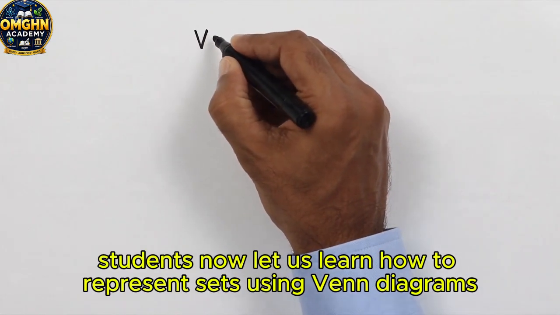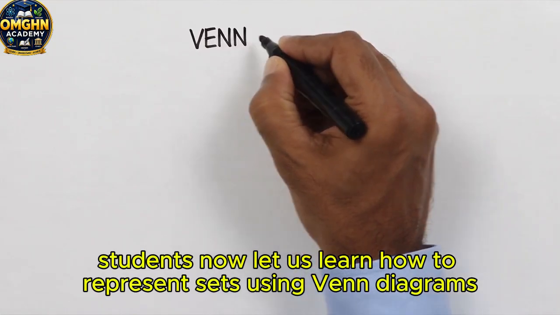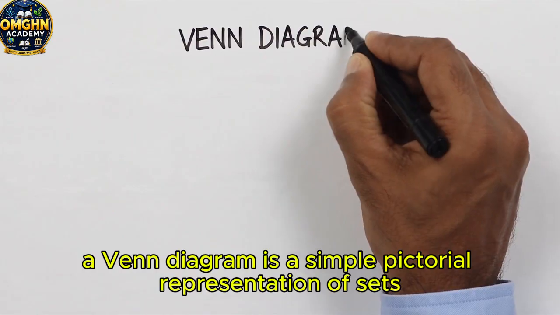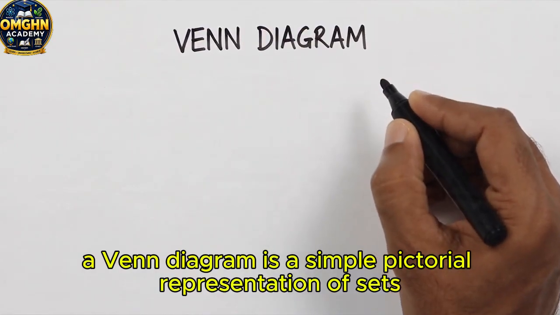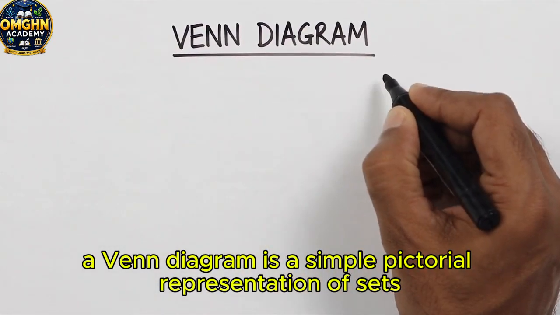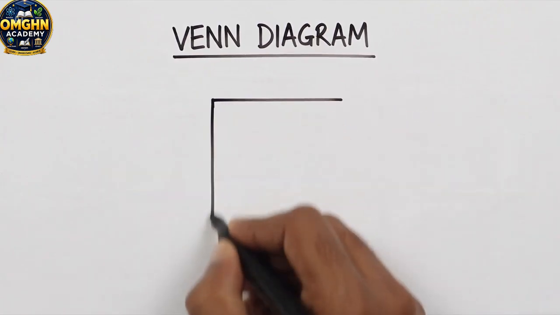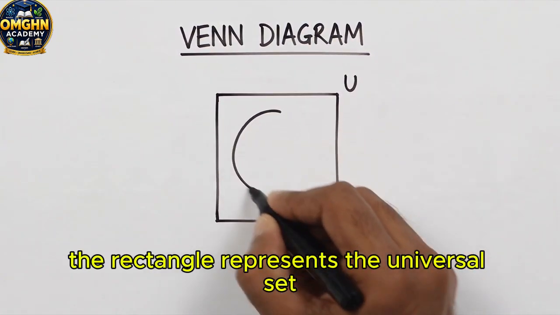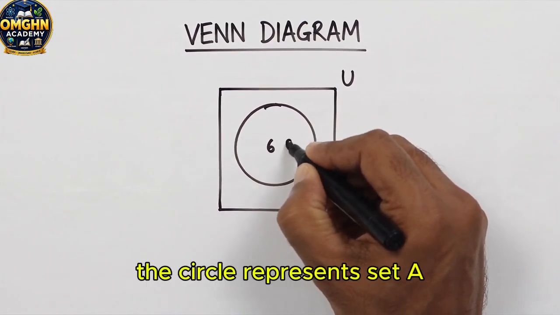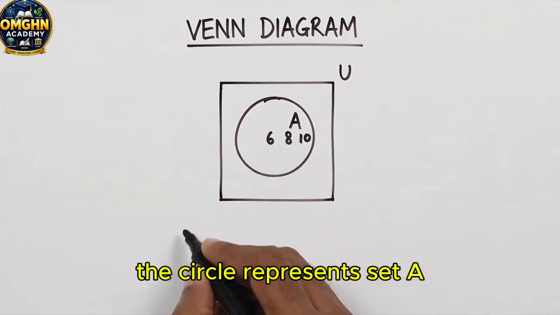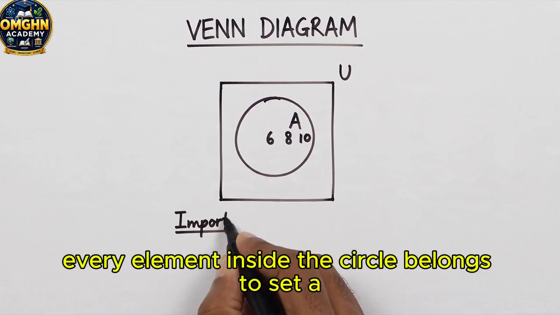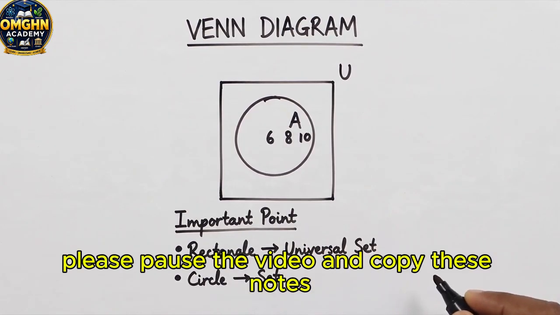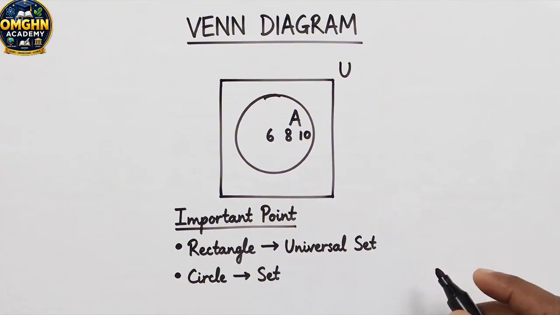Students, now let us learn how to represent sets using Venn diagrams. A Venn diagram is a simple pictorial representation of sets. Observe carefully. The rectangle represents the universal set. The circle represents set A. Every element inside the circle belongs to set A. Please pause the video and copy these notes.